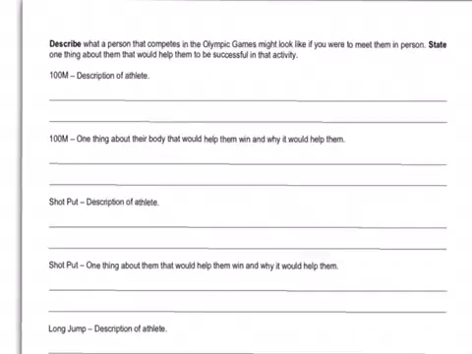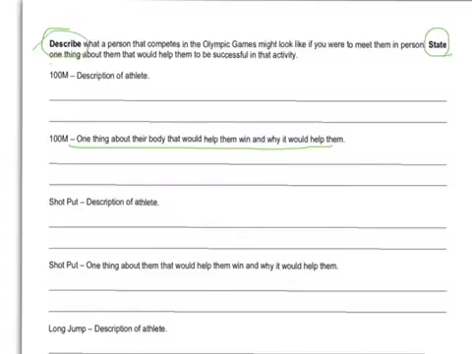Okay, on to our next page, next little part of your analysis. You're going to be describing what a person that competes in the Olympic Games might look like if you were to meet them in person, okay? So you're talking about an elite competitor in each of these events, okay? And you then need to state or describe one thing about their body that would help them win and why it would help them win, okay?